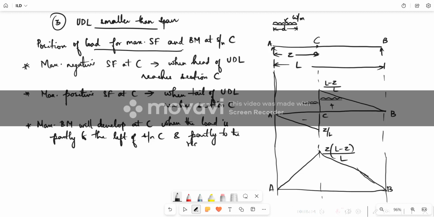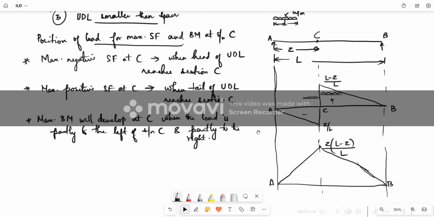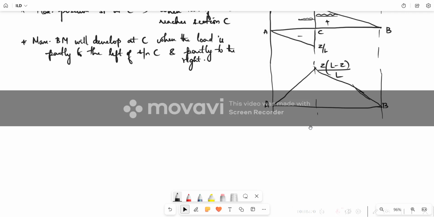Partly to the right. Okay. So we have to derive and find out actually at what position you have to place it. So what I'm going to do is I'll just use a different color and I'm going to position the load like this. Okay. This is your load which is positioned and I'm going to consider this distance as small x. So what will be this distance? That will be small d minus x.